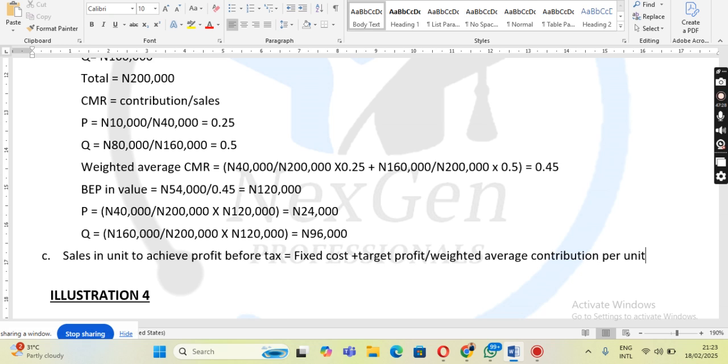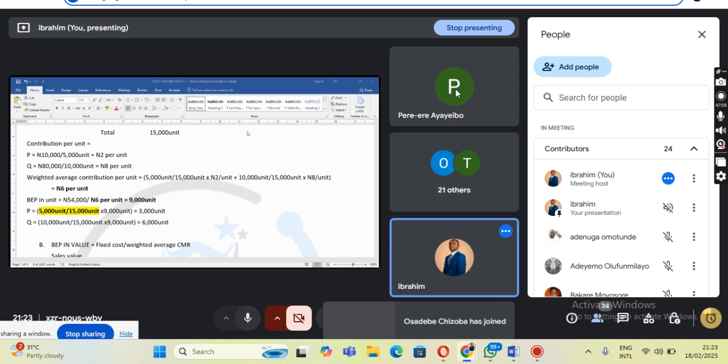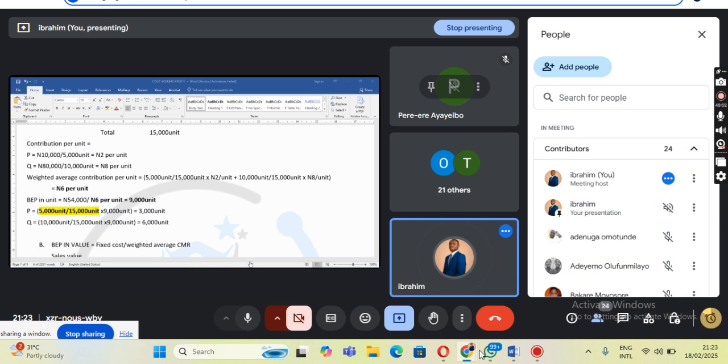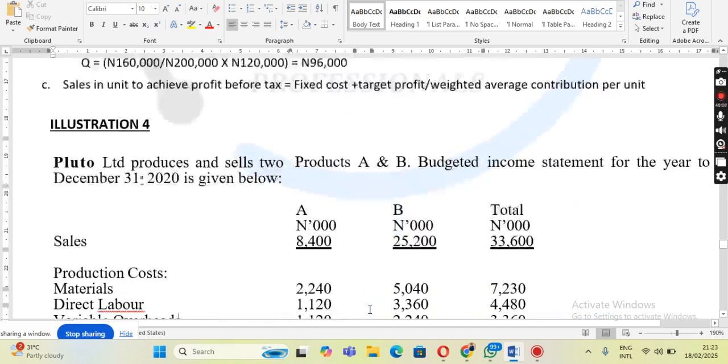Contribution per unit. Okay. Now, in this case, don't forget that we have already calculated this. We've done the weighted average contribution per unit. Let me scroll up so that you will see it. Weighted average contribution per unit is 6 naira. I don't need to calculate it again. It's 6 naira per unit, right? I'll just move on.